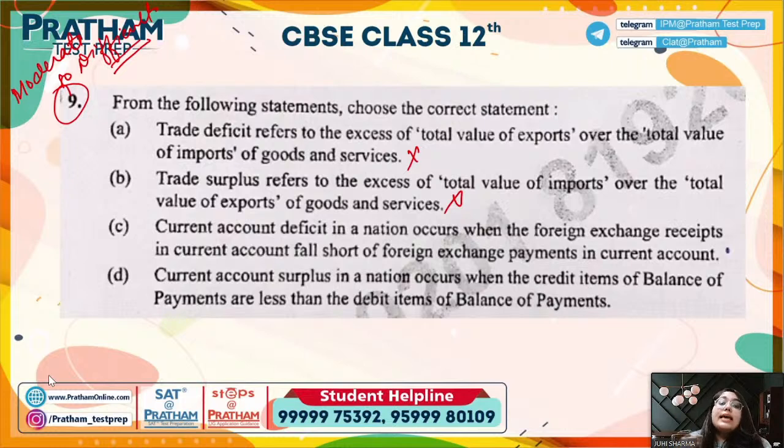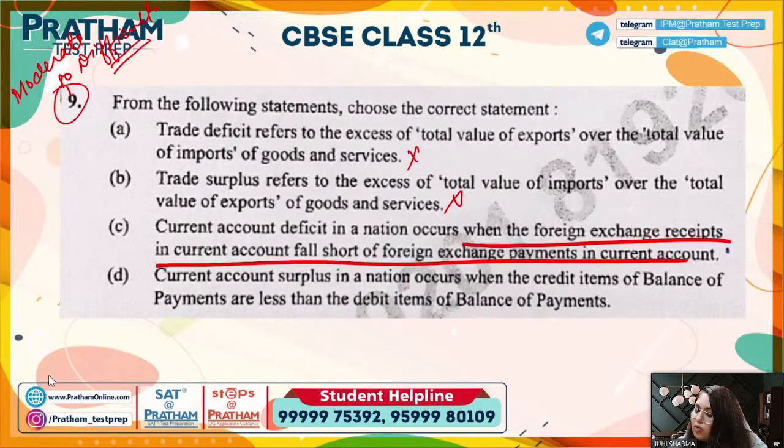Third is CAD, that is current account deficit of a nation, occurs when the foreign exchange receipts in current account fall short of the foreign exchange payments in the current account. Now option C जो है, that is true. Why? Because CAD actually occurs when the current account, they fall short of foreign payment in the current account, right? So option C क्या है, ये आपका correct option है. So even if you have skipped this question, it is okay, because you had the choice of skipping 4 questions out of 24 in the section A, right?